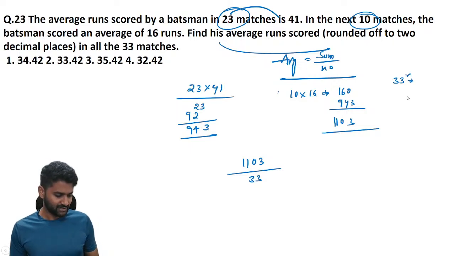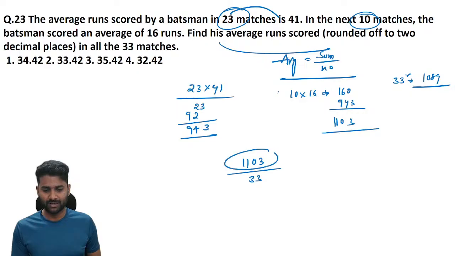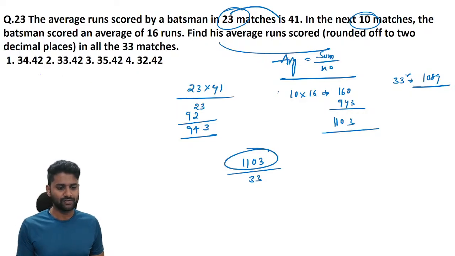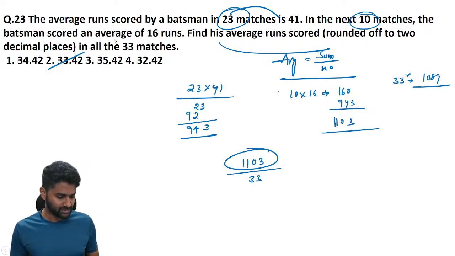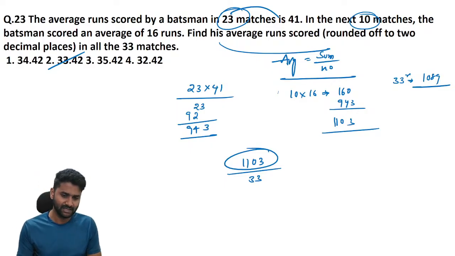Is it clear? We need to identify the approximate value. So you know that 33 square value is 1089. We want 1103. So approximately it is 33 point something. So if you check with the options, 33.42 is the correct answer. Find the nearest value.